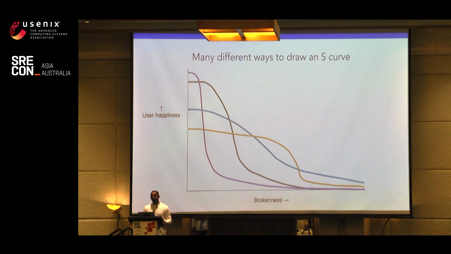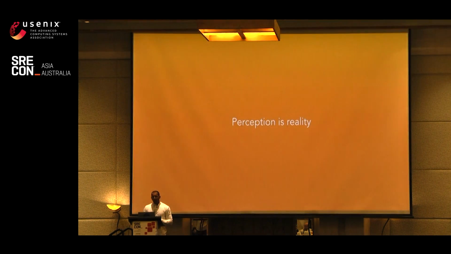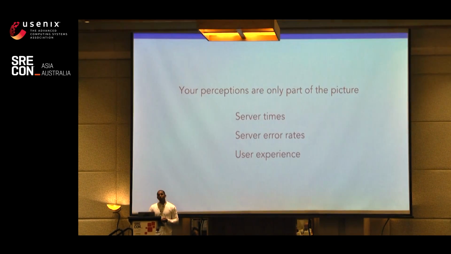To find your S-curve, you need to look inside your data. Find the relationship between user happiness and brokenness in your system. And then try to find the S-curve within all of these individual points. One thing you need to understand from this point of view is that perception is reality. Your perceptions are only part of the picture. You may have great service times, 100% awesome. You may have great server error rates, again, 100% awesome. But your user experience could be awful. It could be a real tearjerker.